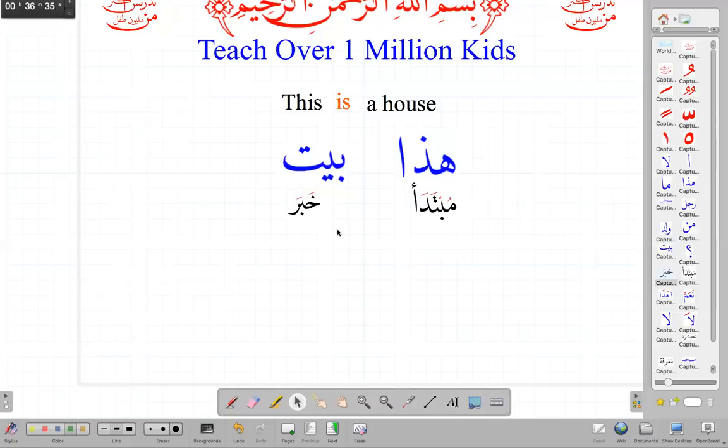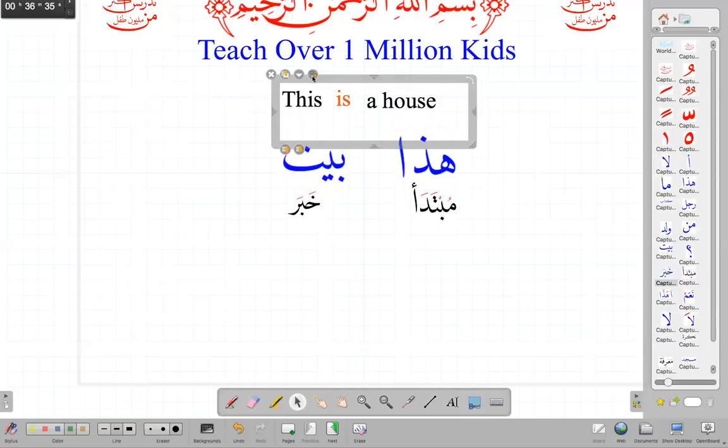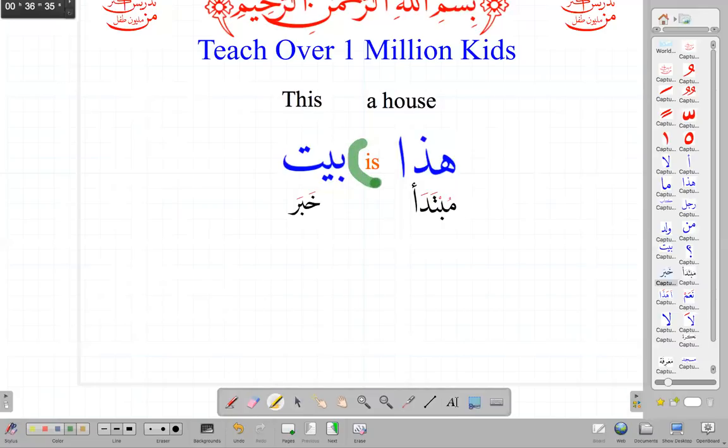Hada gives the sentence. What do you mean by hada? Hada baytun. That's a complete sentence. Hada is mubtada. Baytun is khabar. Okay. And you remember as well, the copula verb is not in Arabic. Hada baytun. We do not have this one. This one does not exist in Arabic. It is, or it should be, empty. Okay? We do not have it at all.